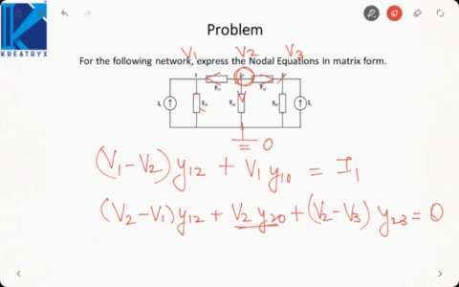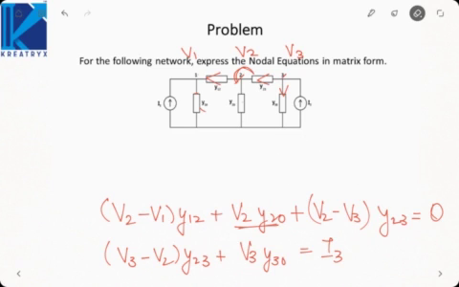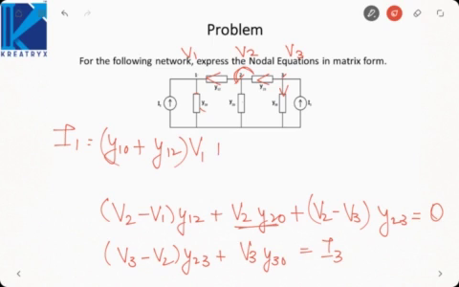At node 3, we will again assume outgoing currents. So it will be (V3 minus V2) into Y23 plus V3 into Y30, and the incoming current is I3. Now if we simplify these equations, what will the first equation be? It will become I1 is equal to (Y10 plus Y12) V1 minus Y12 V2.